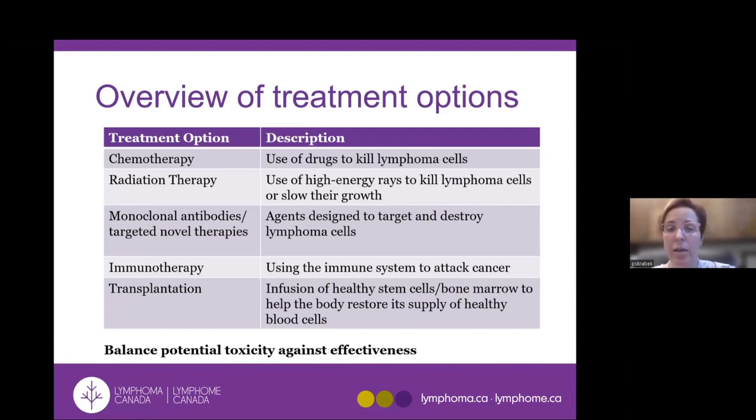Monoclonal antibodies, as well as targeted novel agents, are designed to target a specific protein on a cell, or sometimes interrupt talking between cells, and result in cell death by one of those two mechanisms. Immunotherapies are one of the new advances in follicular lymphoma and really lymphoma and oncology overall. These are different ways to use our own immune system to attack cancer. They come with different side effects than chemotherapy.